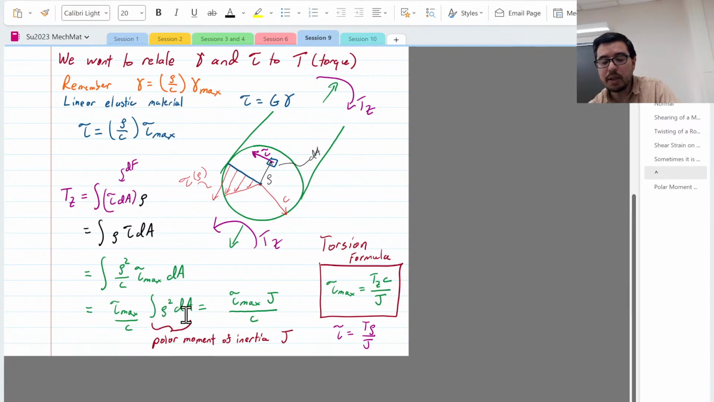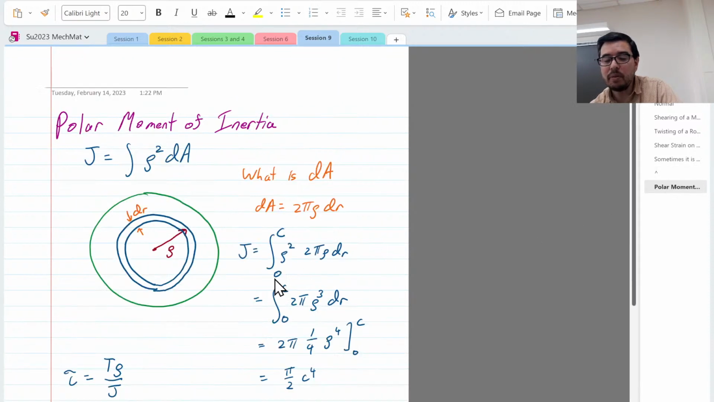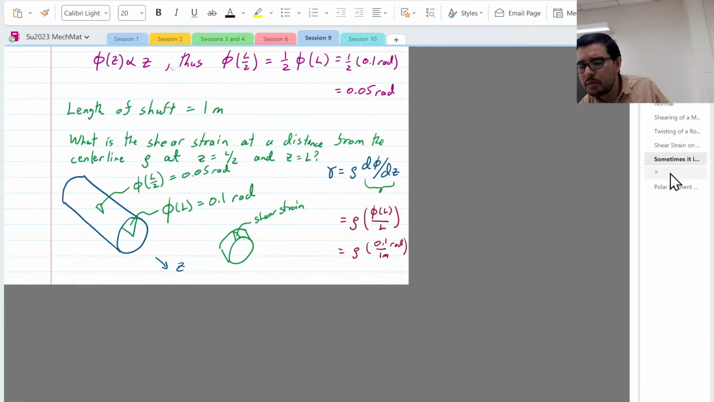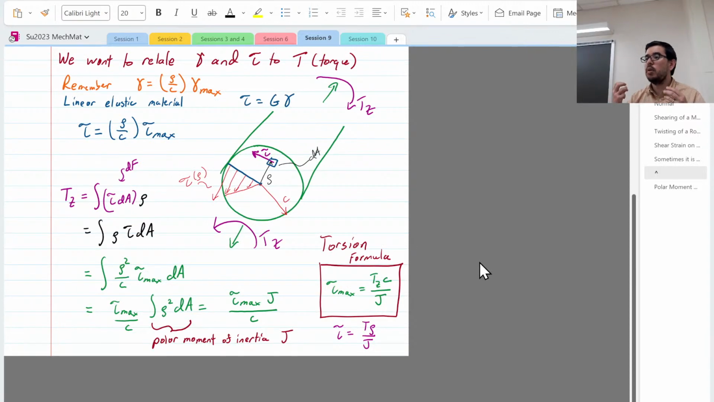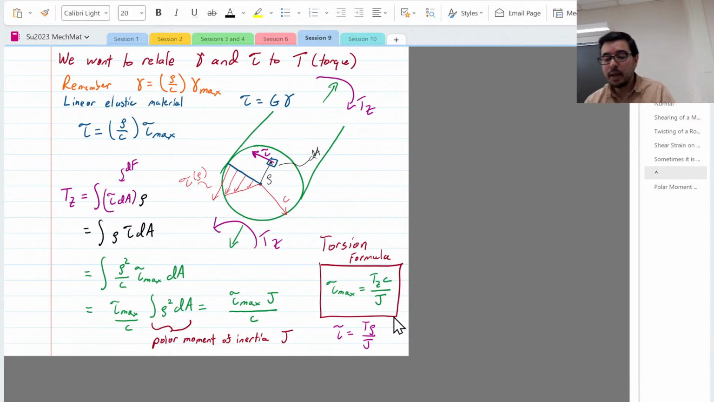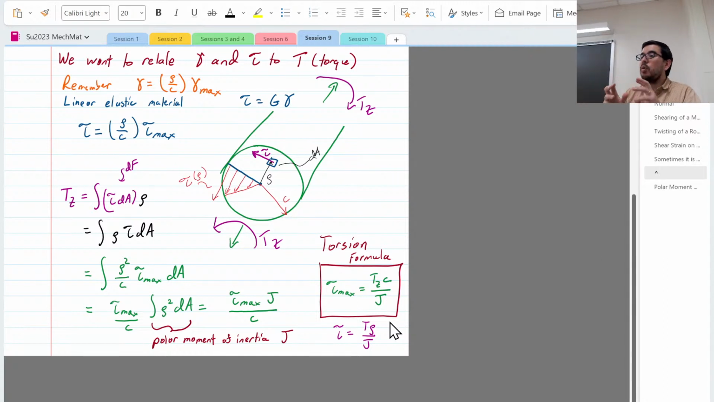And this rho squared dA, this is what we call the polar moment of inertia. We can think of the polar moment of inertia as essentially a purely geometrical quantity. It's giving us an idea of how much resistance. So if J is really big, then you're going to have less shear stress and less local shear strain as well. So it's resisting the amount of torque that's being applied to the system.